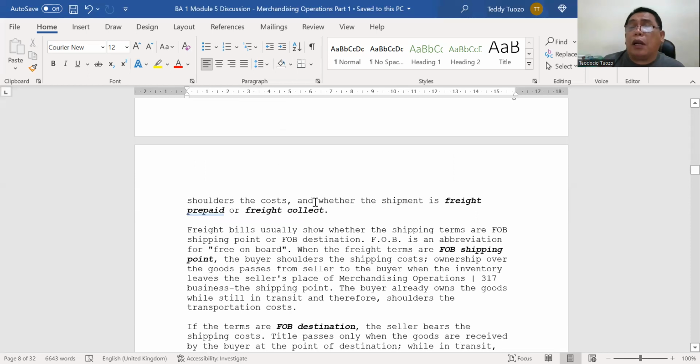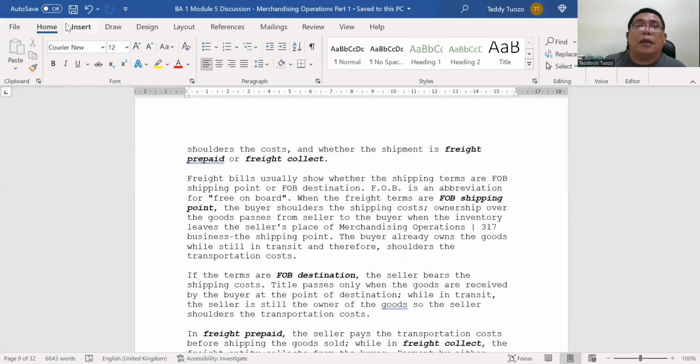So whoever is the owner of the goods that are in transit, under FOB shipping point or FOB destination, should shoulder the transportation cost, no? Yun ang delivery cost na dapat ipasabot, no? Dapat i-mind, no?